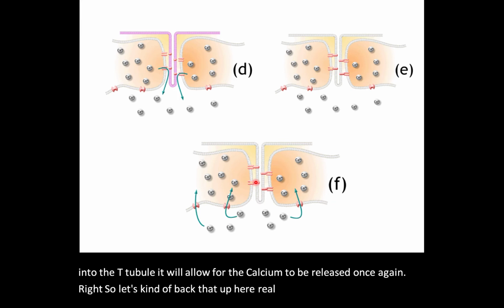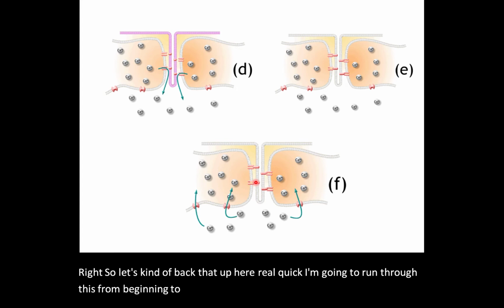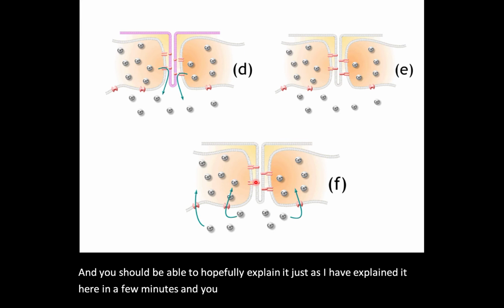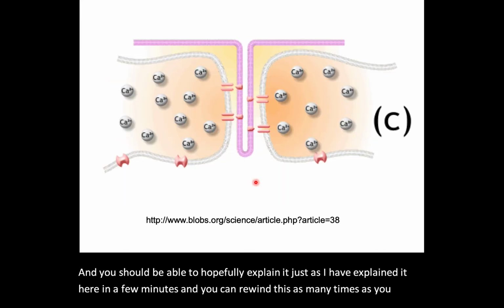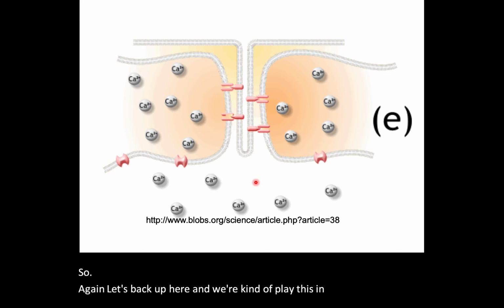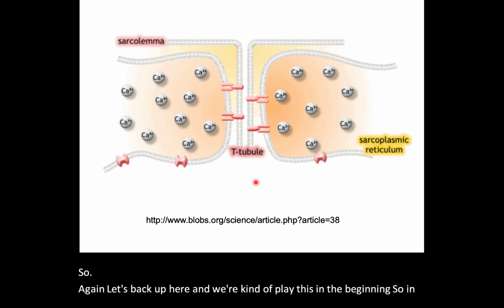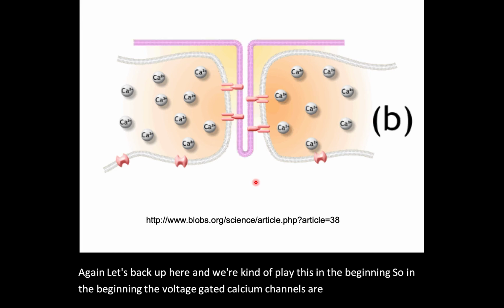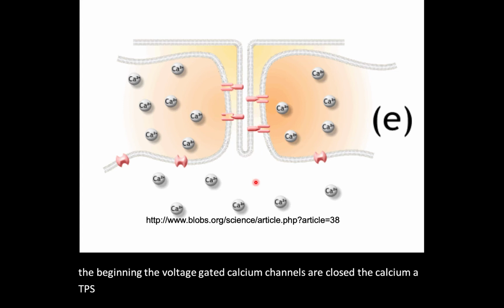All right, I'm going to run through this from beginning to end, and you should be able to hopefully explain it just as I have explained it here in a few minutes. And you can rewind this as many times as you want. So again, let's back up here and we'll kind of play this from the beginning. So in the beginning, the voltage-gated calcium channels are closed. The calcium ATPase are closed. There is no action potential.